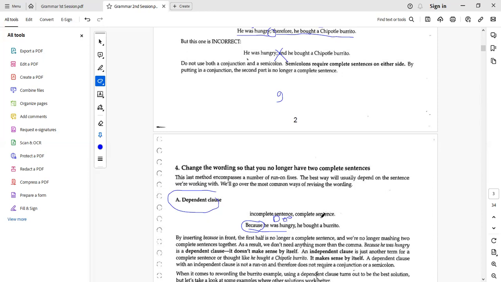He bought a burrito, the independent clause. There is a rule: if the dependent comes first, then the independent, we put only a comma between them. What about if the independent comes first, then the dependent? You can keep them as they are without putting anything if the dependent comes second. Like if I said he bought a burrito because he was hungry, I'm not going to put anything before because. Except when this dependent clause is a relative clause that is not essential.